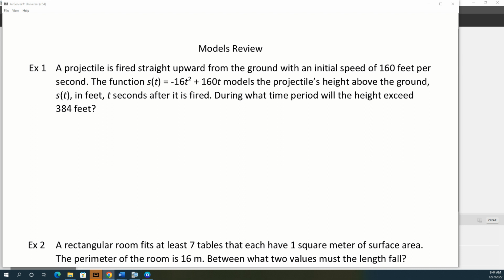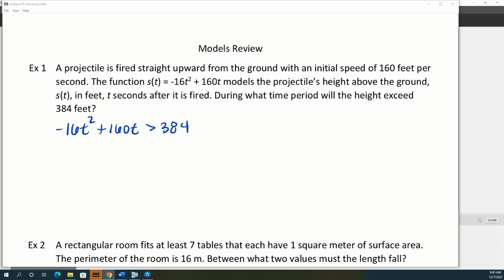Now, back towards the beginning, it was probably August when we worked problems like this. So we're going to solve quadratic inequalities. So we would take this s of t, and if we want that to exceed 384 feet, what should we do? Like, what should we write? Greater than, good. Greater than 384 feet.